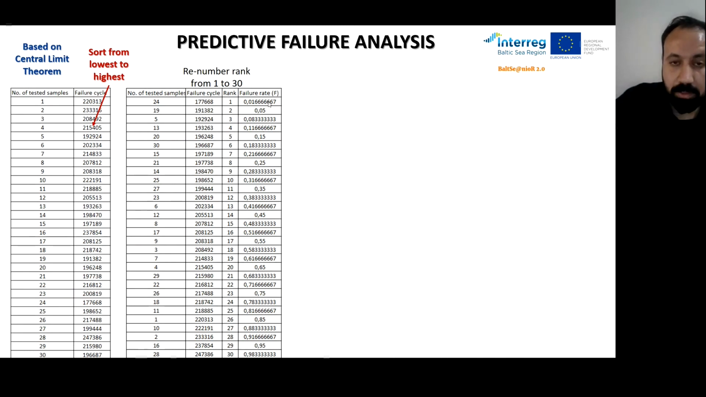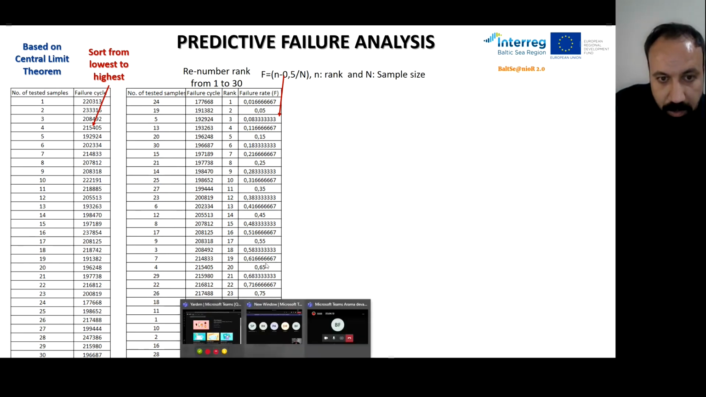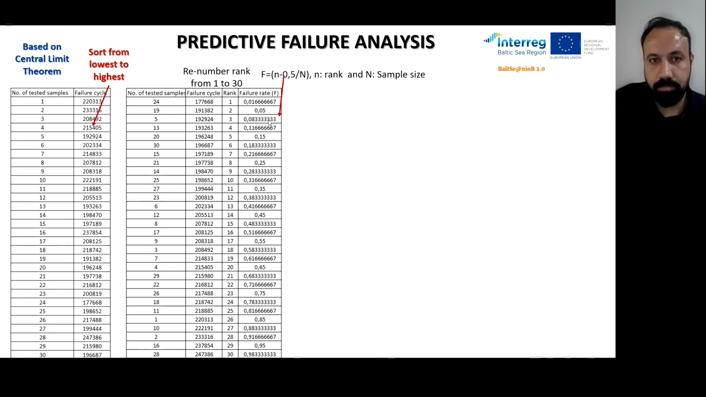F is calculated as equal to (n minus 0.5) divided by n, where n is the rank. If the rank is 1, I plug in 1, and my total number, the sample size, is 30. So here, 1 minus 0.5 divided by 30, and I will get that result. The second one, 2 minus 0.5 divided by 30. From the Excel equation, I get the failure rate.